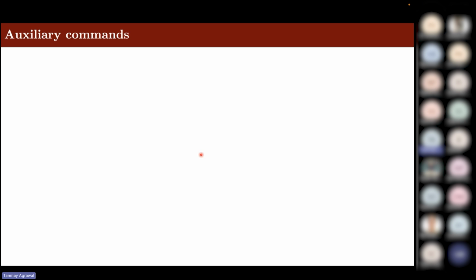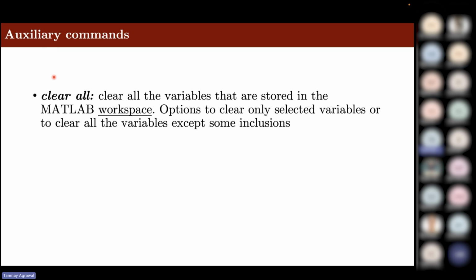But if you want to write codes, there are something called auxiliary commands or some helpful commands, which are a good coding practice according to me. We had already looked at the clear all command or the clear command, which clears all the variables that are stored in the MATLAB workspace. So for example, if we wanted to get rid of some variable, we just write clear followed by the name of that variable.